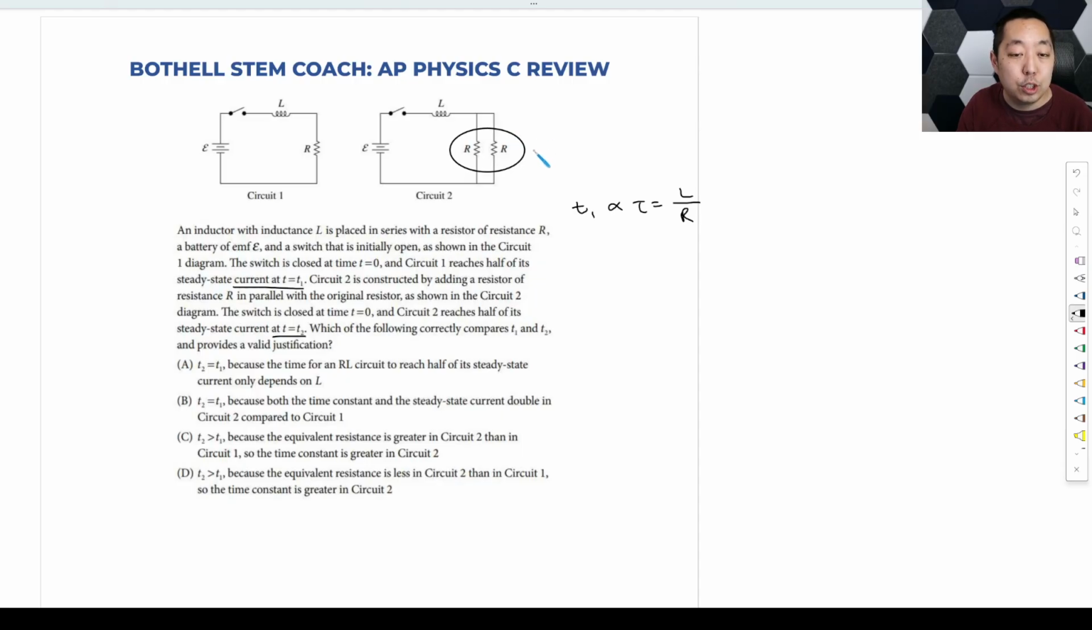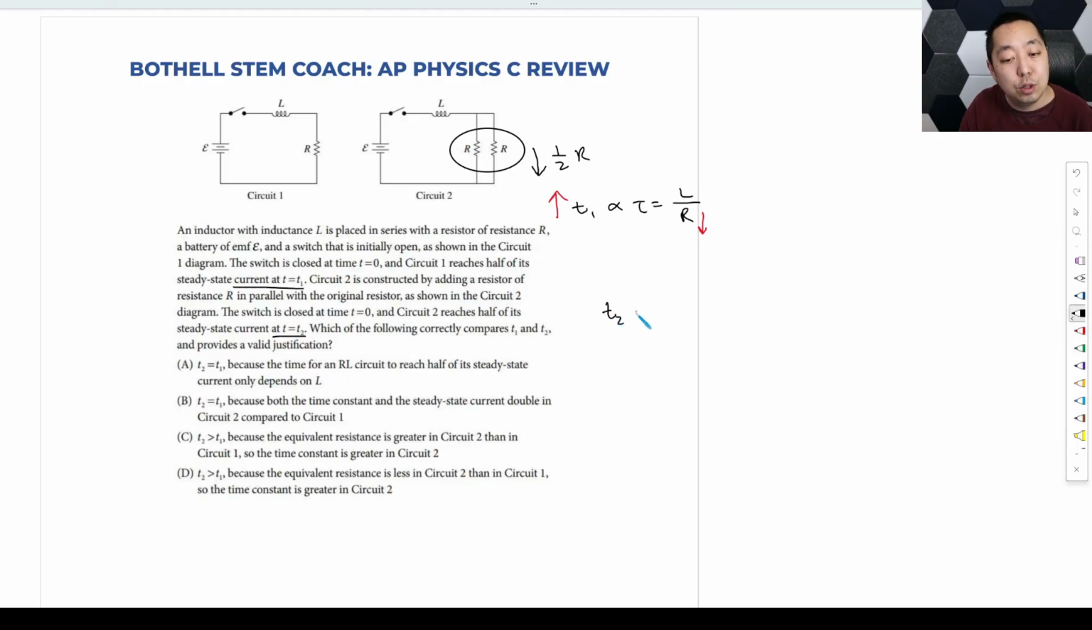It's going to shrink the overall resistance, right? It's going to come down to 1/2 R, because if you collapse those into a single resistor, it'd be half an R, and then you'd have an inductor with half an R versus an inductor in R. So T2, which is proportional to L over R, is going to be less than T1, because it has a smaller resistance going to increase the time constant, right? So the smaller this goes, that's going to increase the time constant.